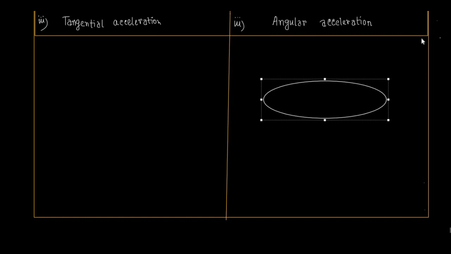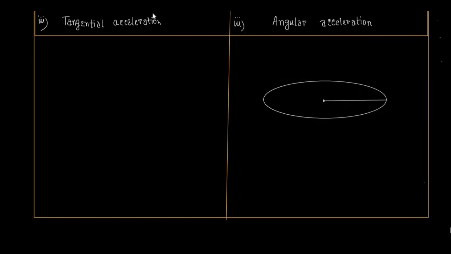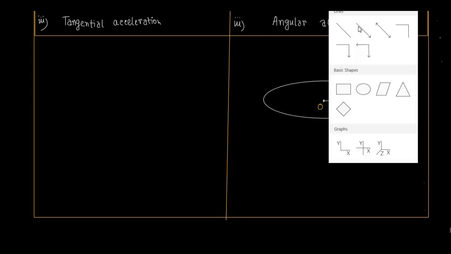This is a circular orbit existing in the horizontal plane. R is the radius of the circular orbit. O is the center of this circular orbit, and we have a body of mass m at the point A. A is the initial point, and the body revolves anti-clockwise in this circular orbit.